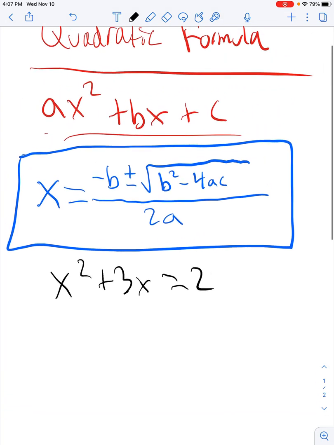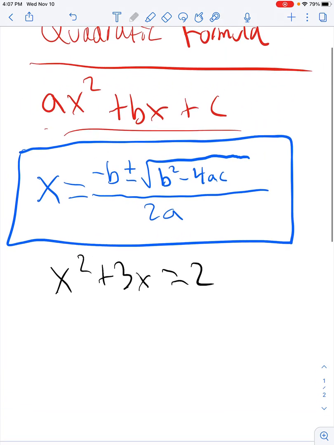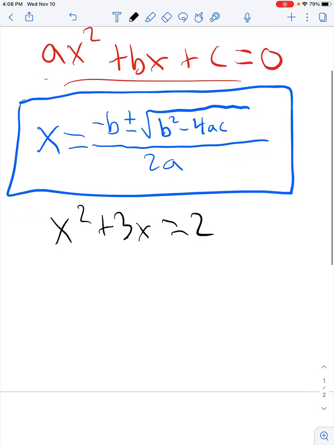So let's go ahead and use it. We can't just be able to sing it, we've got to be able to use it. So again, this is not in the correct form. We have to have our function equal 0, and this is equal to 2. So all we have to do is subtract it on both sides, and then we've got the correct form that we need.